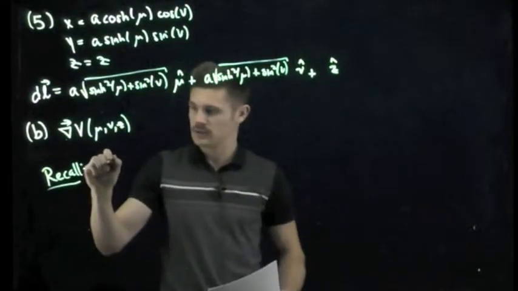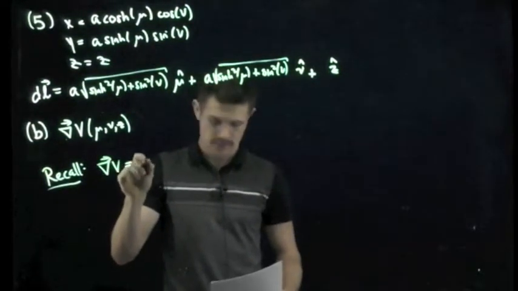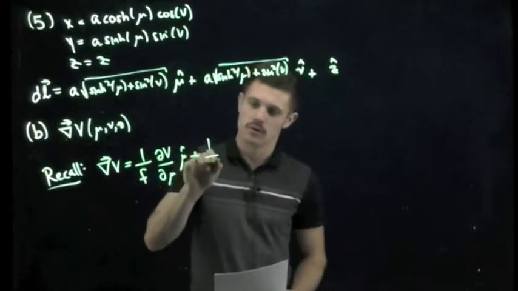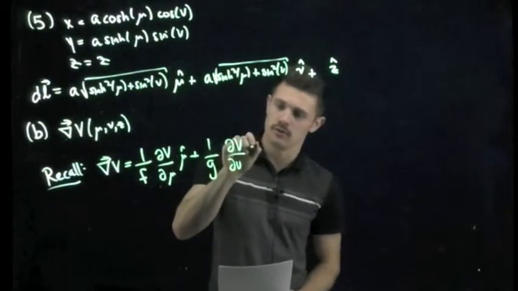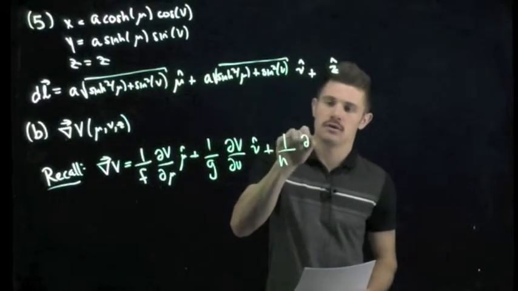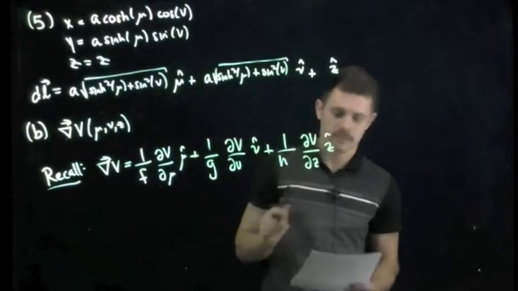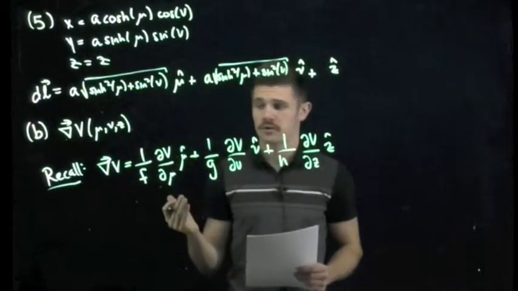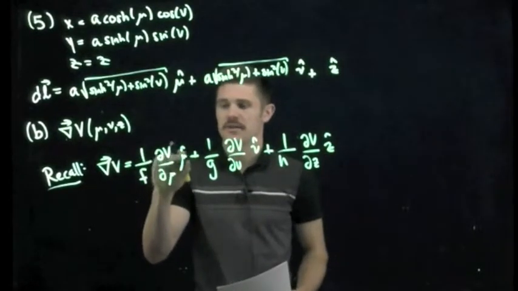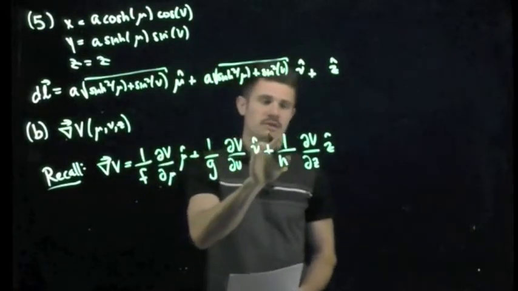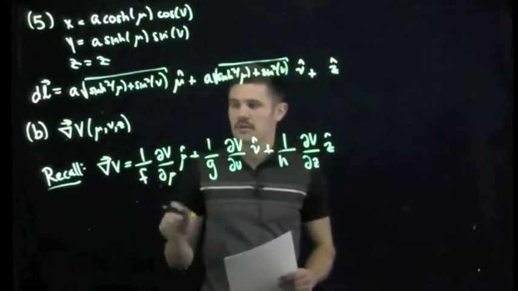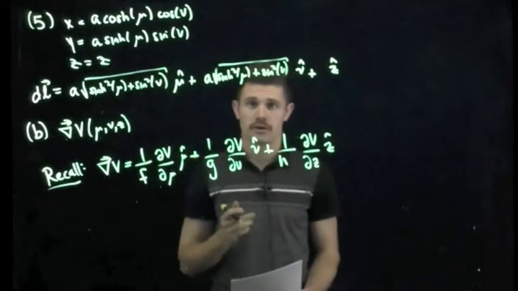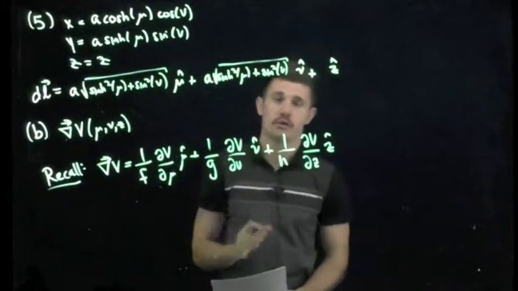that in general, for any coordinate system, the gradient is 1 over f dv by dμ, μ hat, plus 1 over g dv by dν, ν hat, plus 1 over h dv by dz, z hat. Where again, if we remember in Cartesian coordinates, because our f, our g, and our h are all equal to 1, we get the usual gradient of dv by dx, x hat, plus dv by dy, y hat, plus dv by dz, z hat. But in this case, because we're in the μ, the ν, and the z coordinates, and we have a different value for f, g, and h, which we found in part A, we can find the general form for the gradient like this.